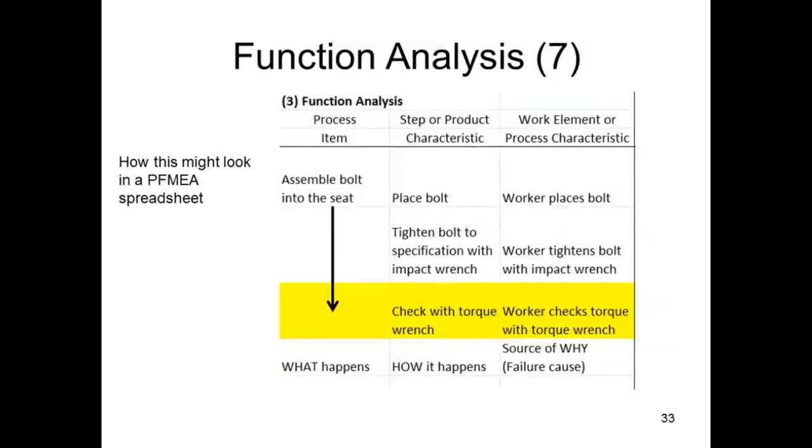How this might look in the PFMEA spreadsheet, and again we're focusing on the yellow highlighted lines. What happens? We're assembling the bolt into the seat. For the check, how it happens, we're checking it with the torque wrench, and the work element is the worker checks the torque with the torque wrench, and that's the source of the failure cause. If the worker forgets to check the torque, or if the torque wrench is set to the wrong torque, then we're going to have a failure cause.